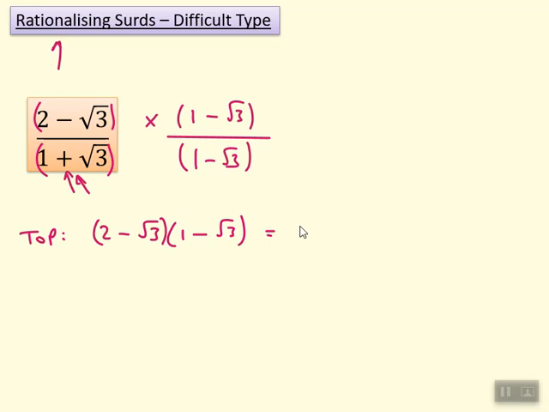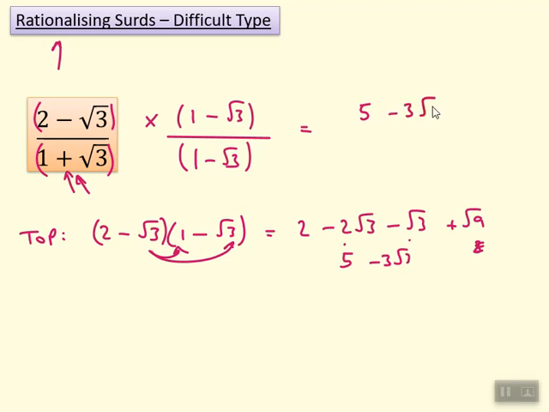Okay, so let's multiply that out. It's going to be 2 take away 2 root 3, take away root 3, which is those two times together, and then the last two is going to be plus root 9, because minus times minus is a plus, and root 3 times root 3 is root 9. Okay, so what's that going to turn into? Root 9 is 3. Minus 2 root 3 minus 1 root 3 is minus 3 root 3. And that 3 is going to add to the 2 to make 5. So the top is 5 take away 3 root 3. So that's the top.